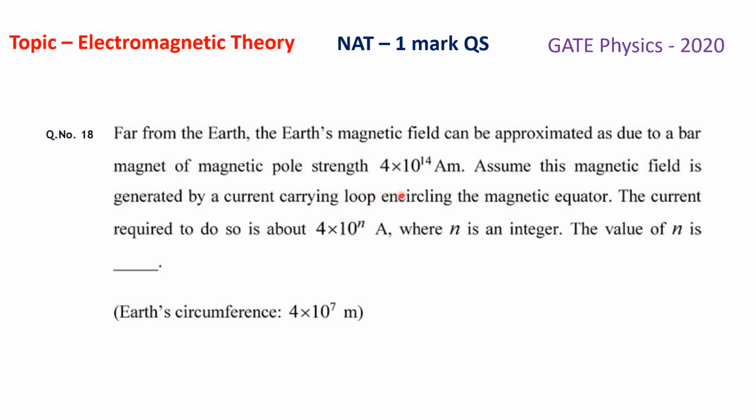pole strength 4 into 10 to the power 14 ampere meter. Assume this magnetic field is generated by a current carrying loop encircling the magnetic equator. The current required to do so is about 4 into 10 to the power n ampere, where n is an integer. So we have to find the value of n here. One information given in this question is Earth's circumference is 4 into 10 to the power 7 meter. Now let us see how to solve this problem.